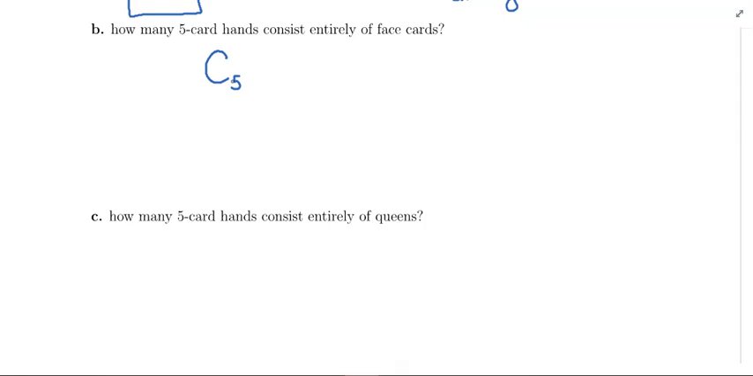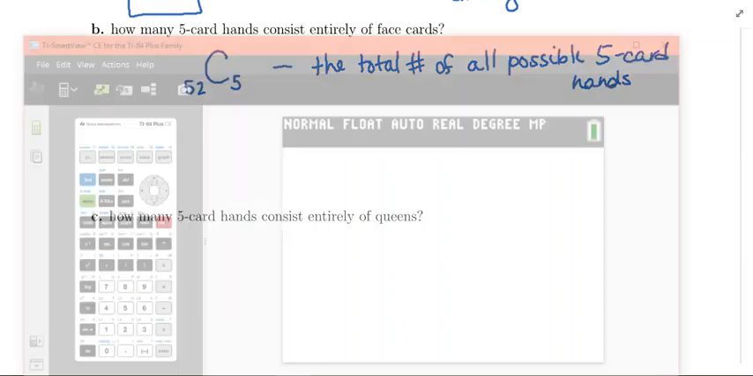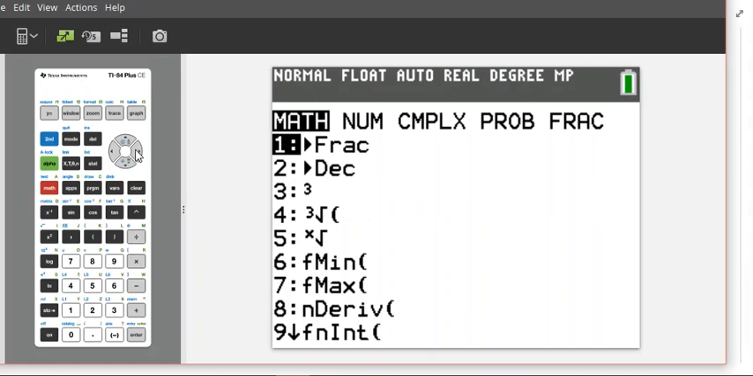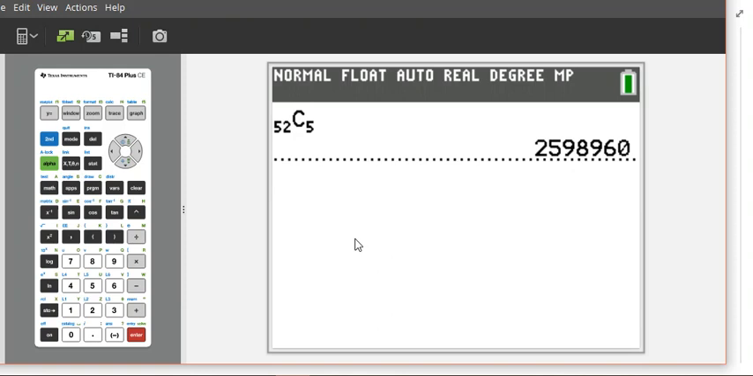Yes, you're playing with a 52 card deck. But if you put a 52 here, this is going to compute the total number of all possible 5-card hands. I'll go ahead and do that. If I do 52 choose 5, this is how many 5-card hands are possible from the standard 52 card deck. Let me go write that down.